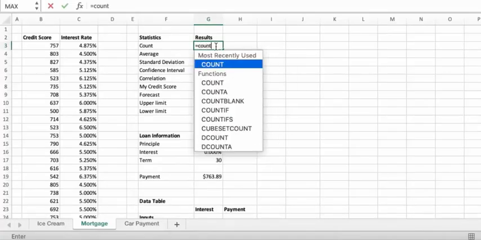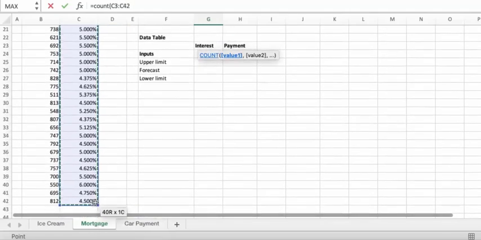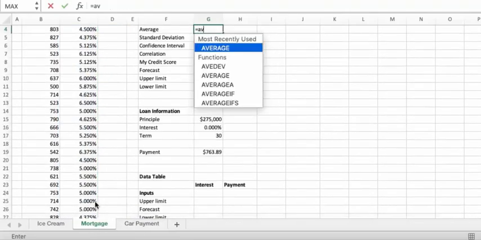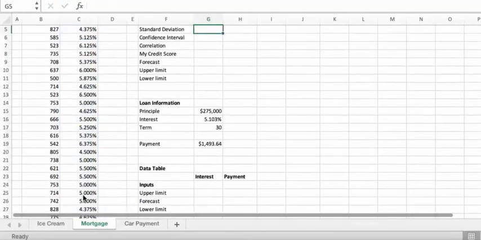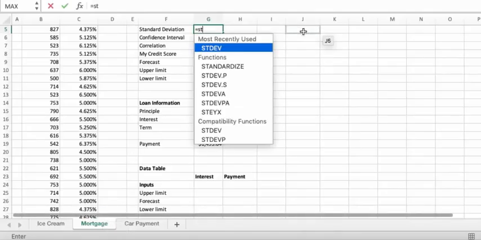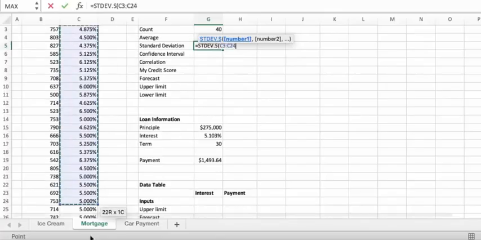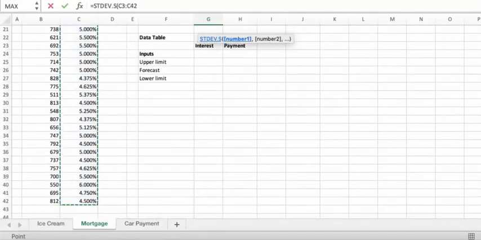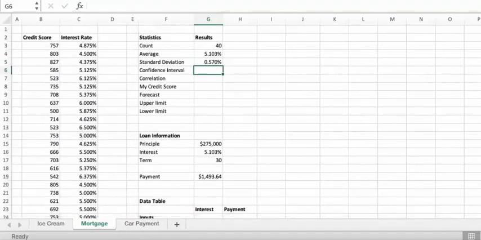So we're just going to count the interest rates. There's 40 of them. We'll take the average, again, of just the interest rates. Standard deviation, and this is again a sample, so we'll use the STDEV.S function. Okay, so these are our estimates of the average interest rates. A good starting place for a model down here, right? So we know that the average customer has an interest rate of 5.103%.